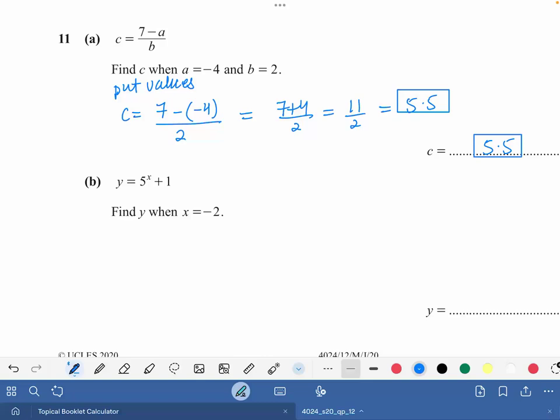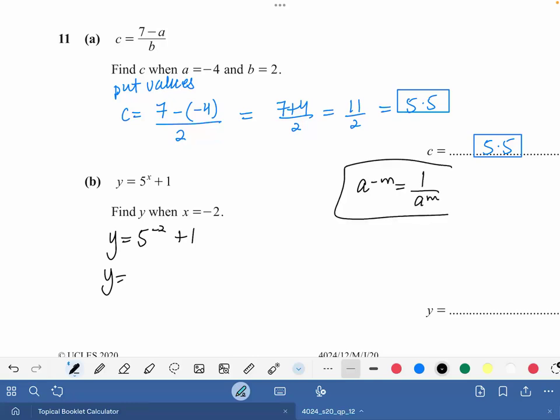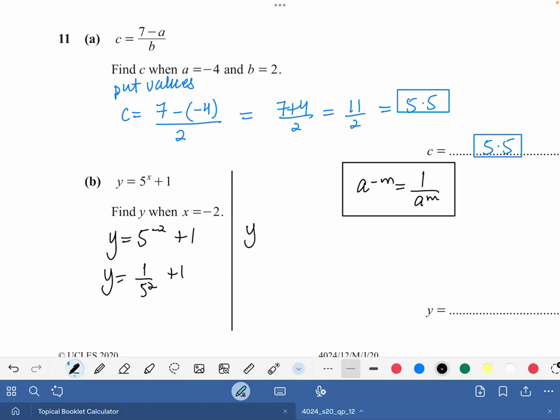Now you can see that y is equal to 5 power x plus 1. Find the value of y when x is equal to -2. So y is equal to 5 power -2 plus 1. But in indices, we studied this, that when the power is in negative state, you can make it positive by sending it to the denominator. Okay? So 1 by 5 square plus 1. So 1 by 5 square would be 1 over 25 plus 1.